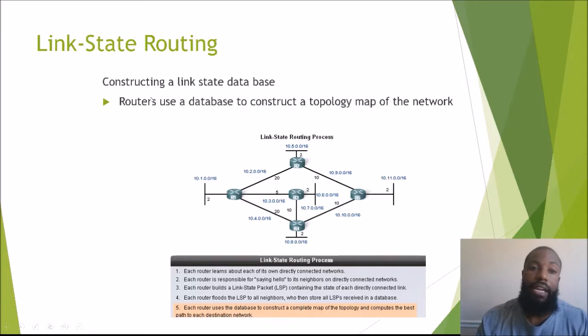Constructing the link state database. Routers use a database to construct a topology map of the network. That's the fifth step right here. Each router uses the database to construct a complete map of the topology and computes the best path to each destination network. So everybody has their own link state database, and they figure out, okay, router 5 has the best way to get to there, etc. That's basically what that says.